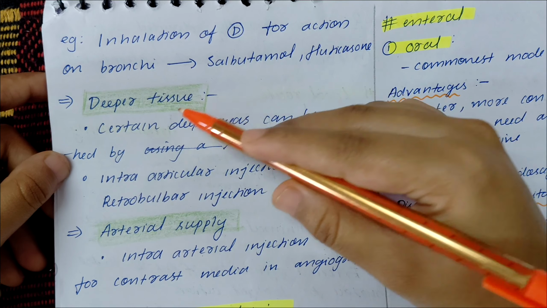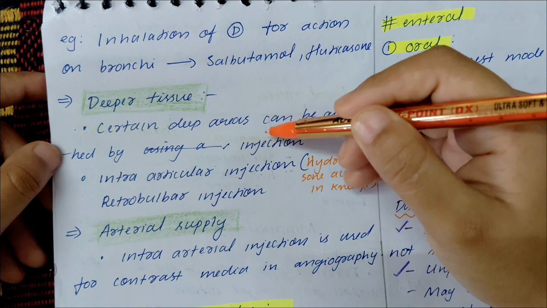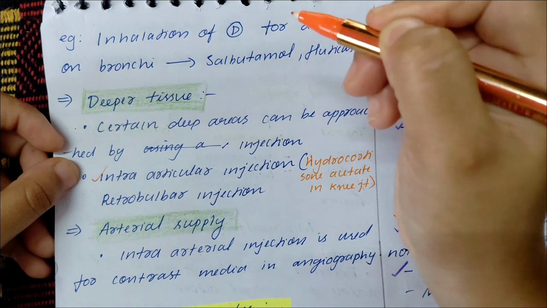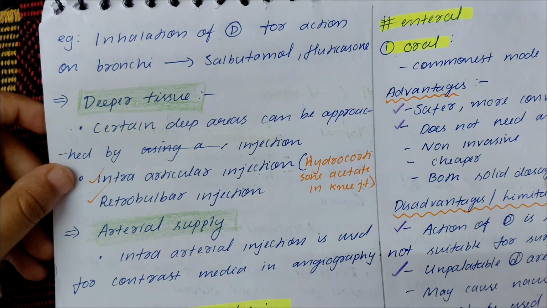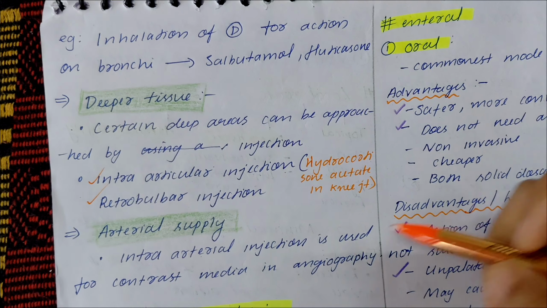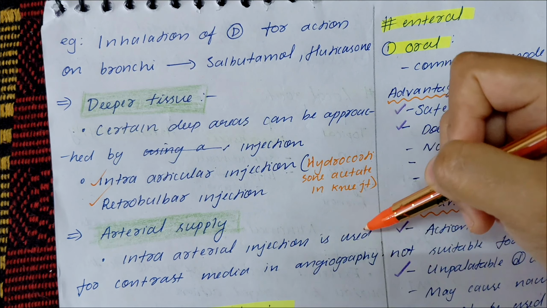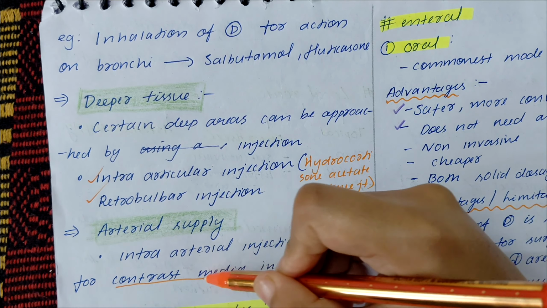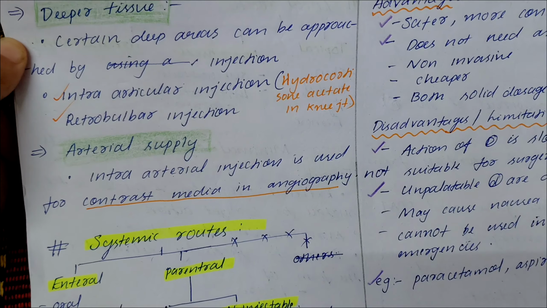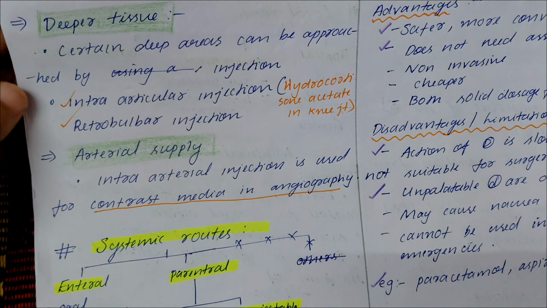Now next is deeper tissue. In deeper tissues, certain deep areas can be approached by injection. Example one is intra-articular injection, second is the retrobulbar injection. We just need to write this much for these things. Arterial supply. Intra-arterial injection is used for contrast media in angiography. For contrast media in angiography, we are using arterial supply. Intra-arterial injection is being used.